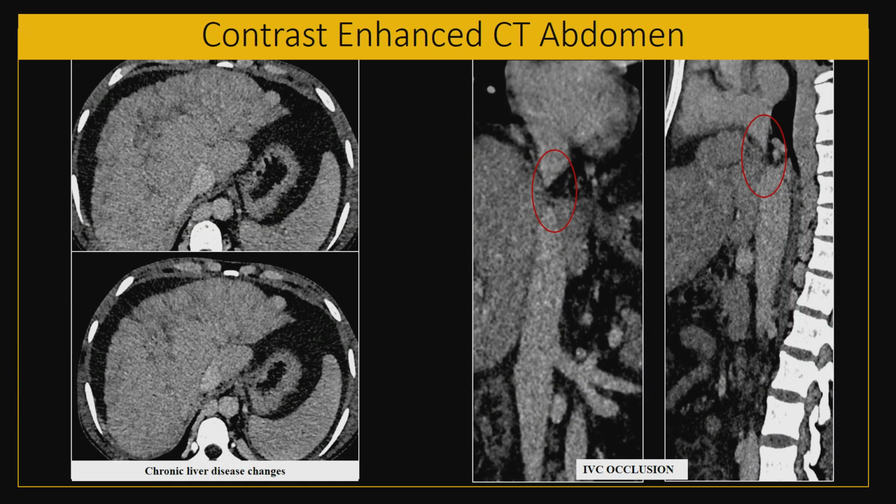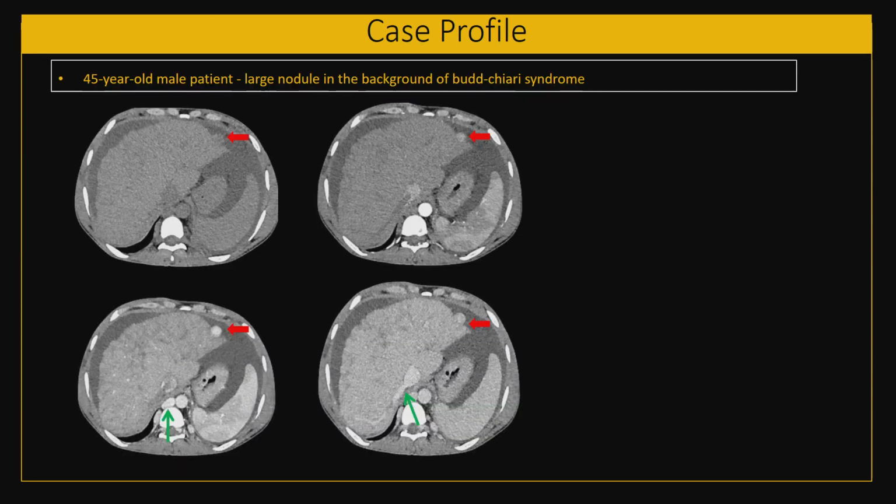On CT, what do we find? We see changes of chronic liver parenchymal disease. We can see the right inferior hepatic vein, which is patent, but the IVC is completely occluded. As we discussed, Budd-Chiari can develop by either hepatic venous obstruction or by IVC obstruction. So the changes that happen in the liver are similar, and as this is a short segment occlusion, this can be treated.